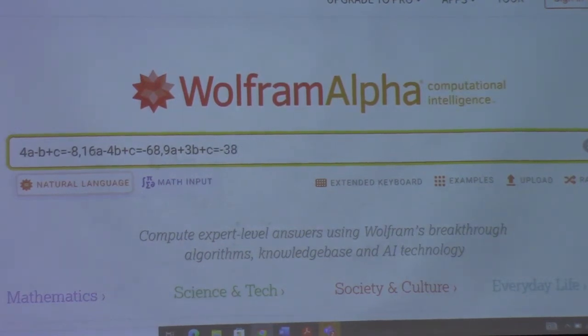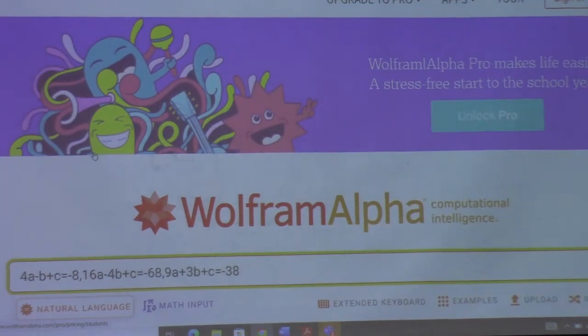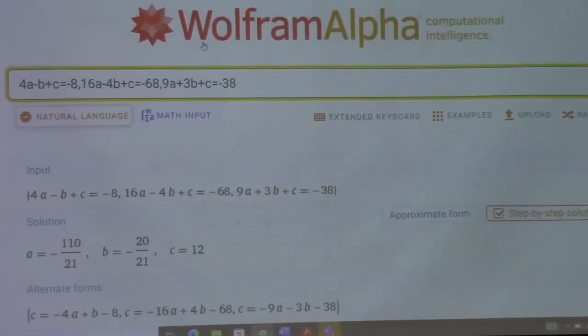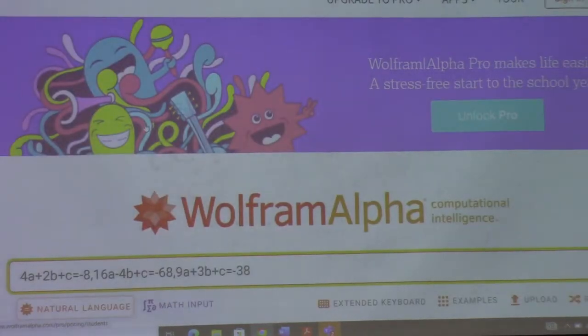All right, so what I did was I put the equations in as a comma separated list like that. And so comma is "and". So when Wolfram Alpha tries to solve this, it's trying to solve them simultaneously. Hopefully it will. First equation is wrong. Should be 4a plus 2b. Try it again.